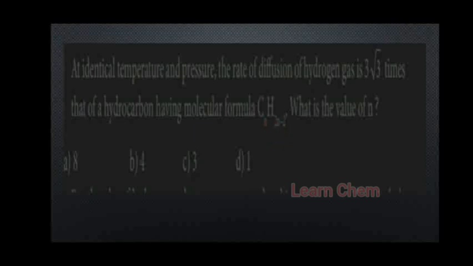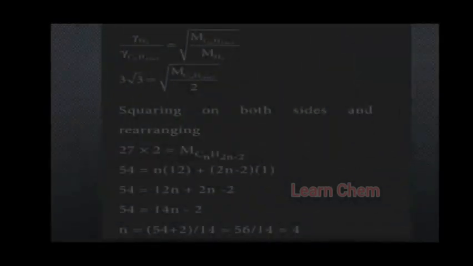So what's given? The rate of diffusion of hydrogen gas is 3√3 times that of the hydrocarbon. So if you apply Graham's law of diffusion for two gases, rate of hydrogen by rate of the given hydrocarbon is equal to root of molar mass of hydrocarbon divided by molar mass of hydrogen. So the rate is 3√3 times. So they have given the rate ratio. So 3√3 equals root of molar mass of that hydrocarbon divided by the molar mass of hydrogen, which is 2. We already know that. So to cancel the square root, we are squaring both sides.